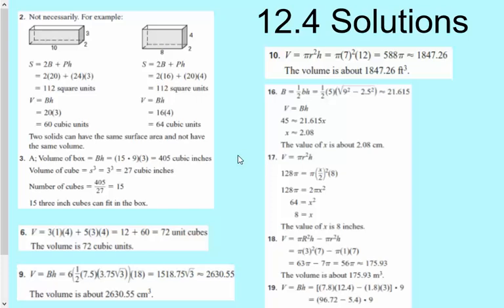Hello and welcome to section 12.5. We're going to be working with volume of cones and volumes of pyramids today.